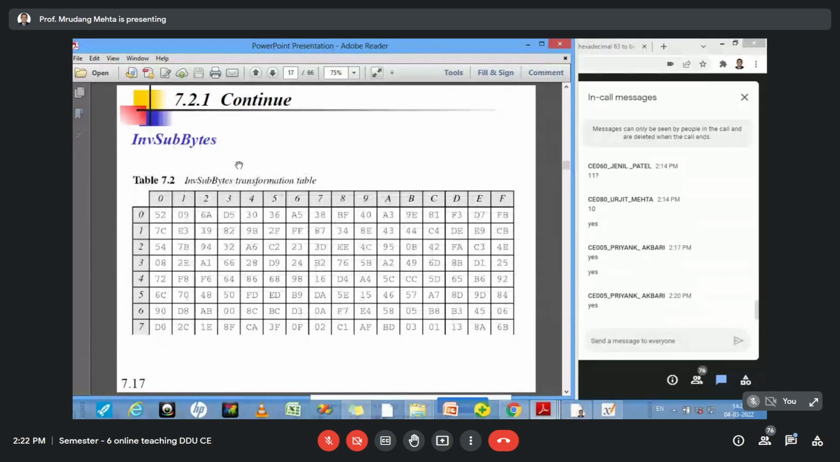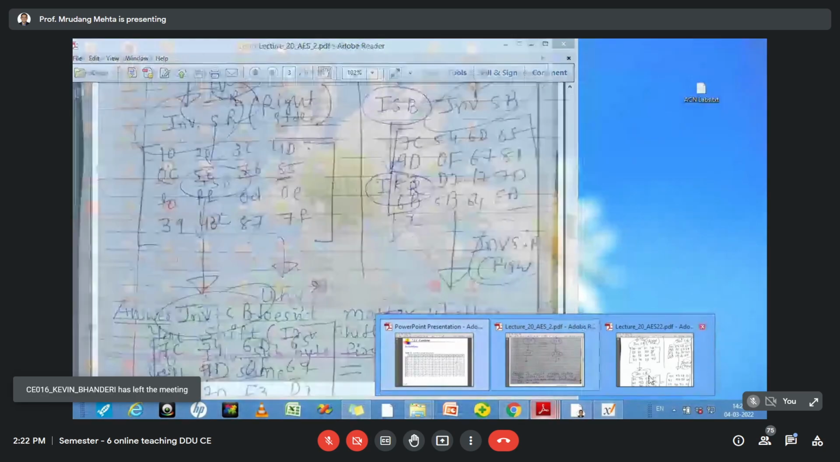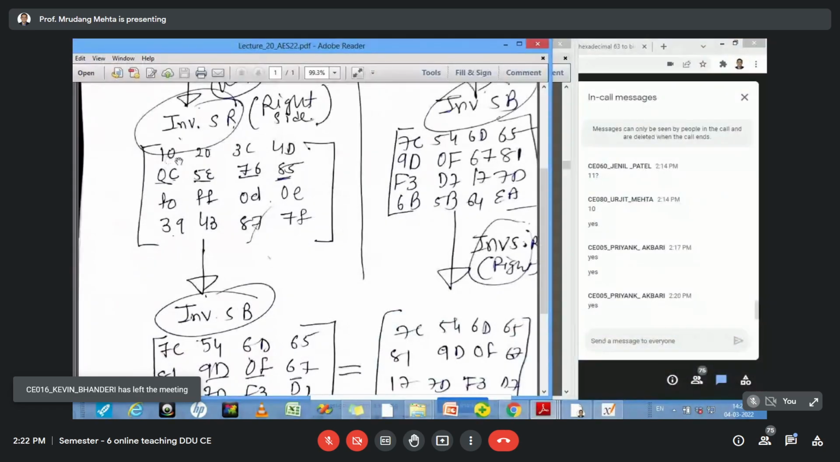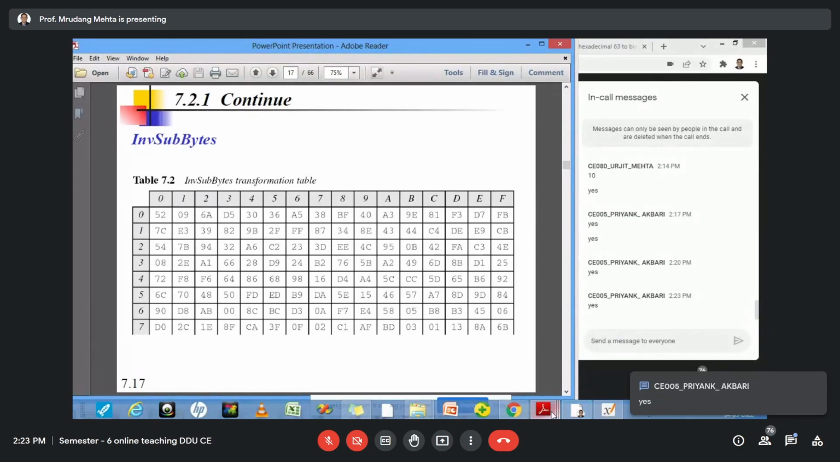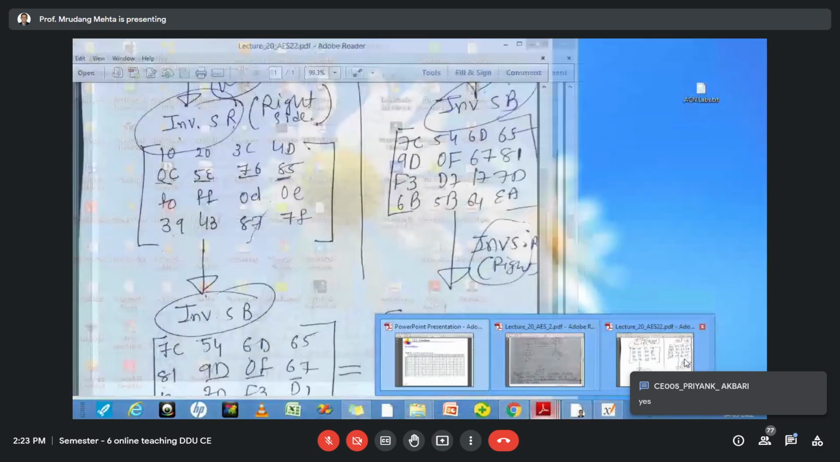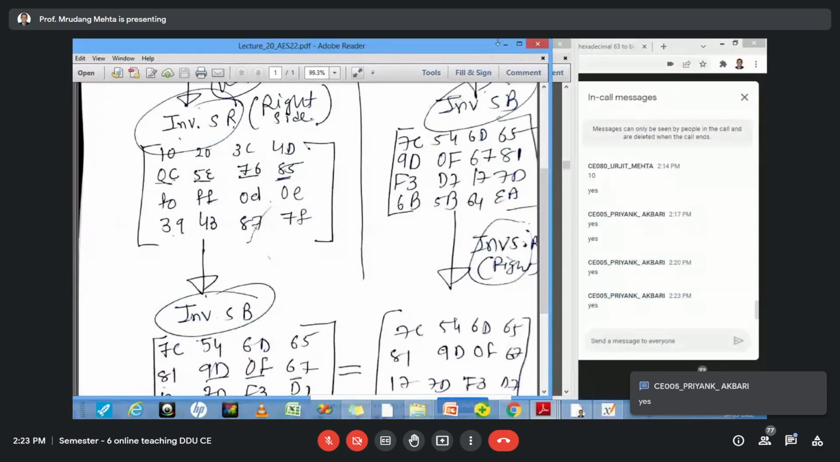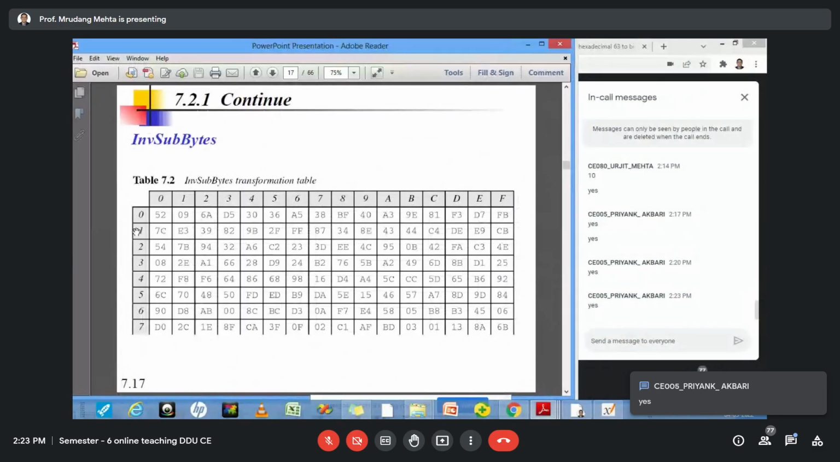Okay, we have to take inverse sub-byte transformation. So if we look at this table, 10 and its inverse sub-byte is 7C. Can you see 7C? 10 is 7C. It is followed by the second element, that is 20. So 20 is 54. Clear?